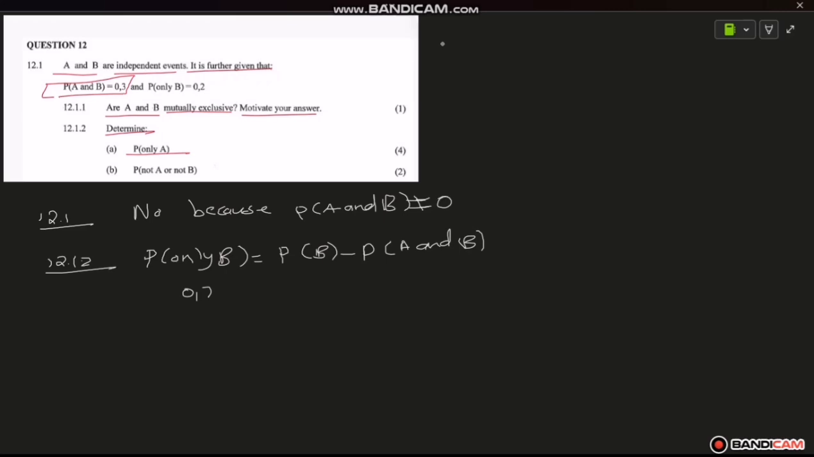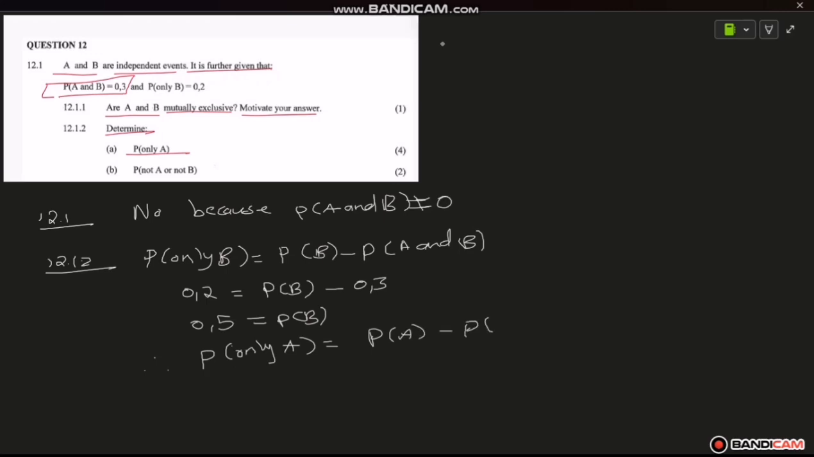Do we have P only B? Yes, which is 0.2. We don't have P of B, but we do have the intersection, which is 0.3. Therefore, we transpose the 0.3 to the left, it will be positive. Therefore, the answer will be 0.5. So 0.5 equals P of B.